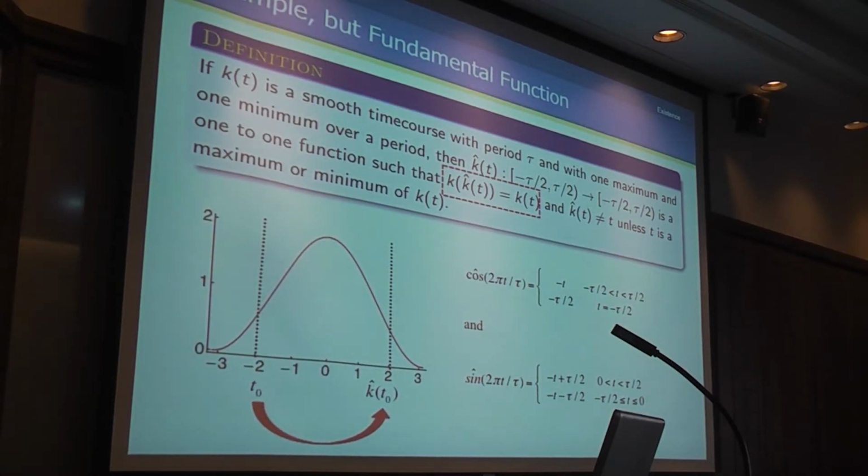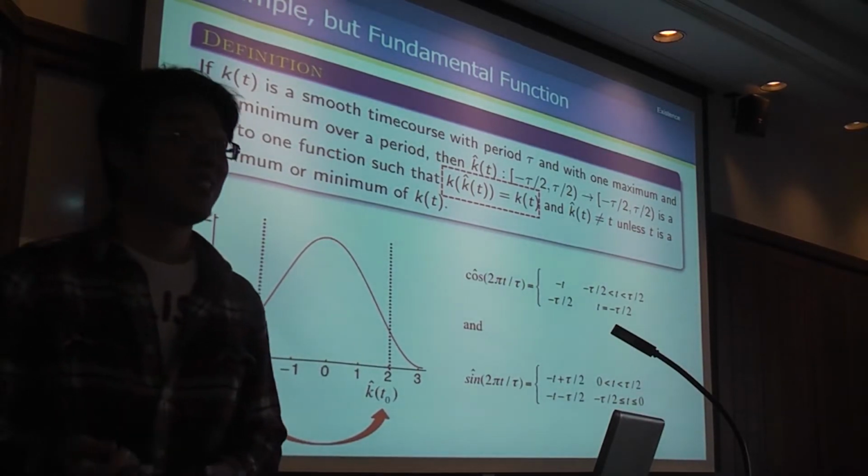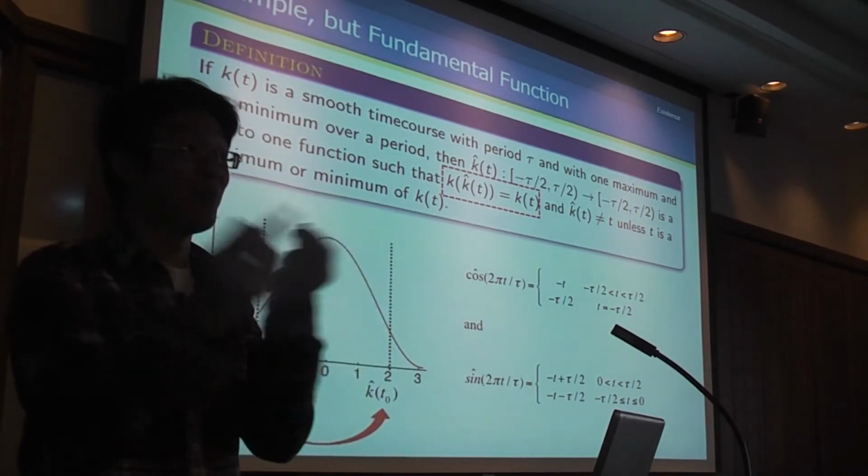So if there is some function, let's say the cosine function, this is one period of the cosine function, then I define a hat map. The hat map sends one time point to another time point where their values are the same. So -1 will become 1, or 1 will become -1, and 0 is the maximum, so 0 will become 0. So the hat map of cosine t is -t. Just change the sign of time.